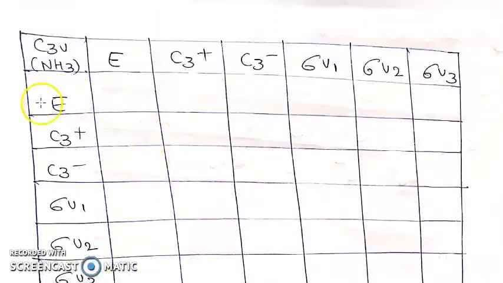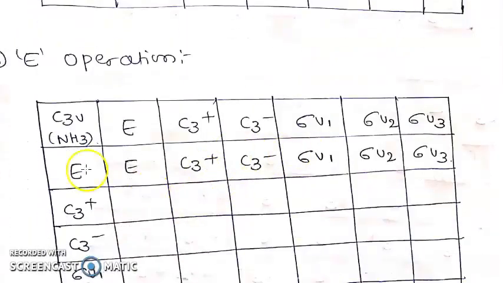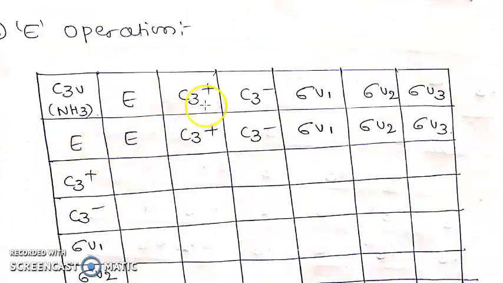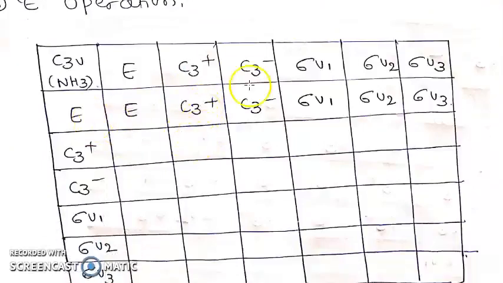Next, E into C3 plus means again you'll get the same, C3 plus only. E into C3 minus gives C3 minus. E into sigma V1 gives sigma V1 only. E into sigma V2 gives sigma V2. E into sigma V3 gives sigma V3 only.